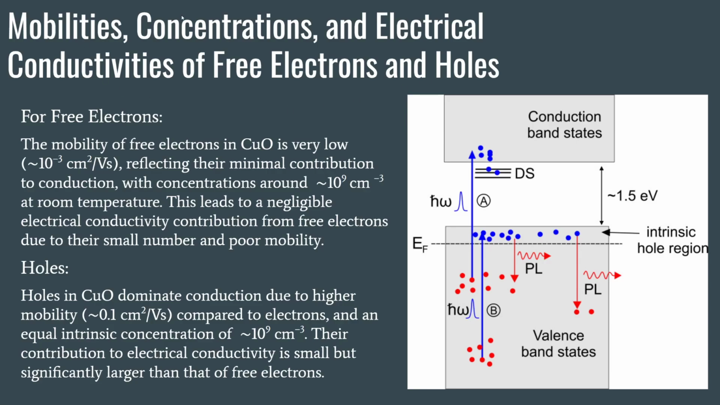Now let's talk about mobilities, concentrations, and electrical conductivities of free electrons and holes in copper oxide. So of course, because it is a p-type semiconductor, the mobility of free electrons adds very little to the overall electron mobility. Most of it is the holes, the positive charges, that, as you can see, is orders of magnitude higher than what is added by the free electrons.